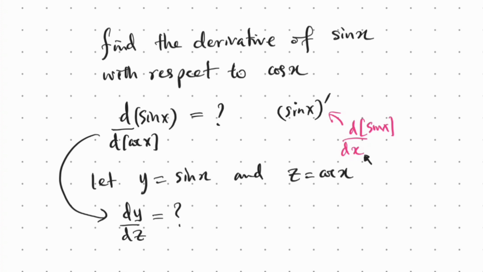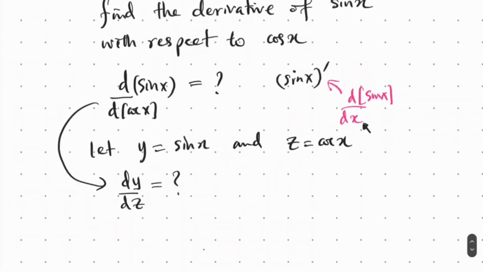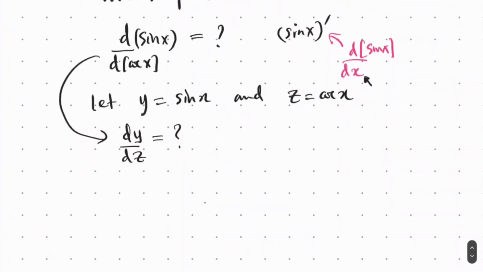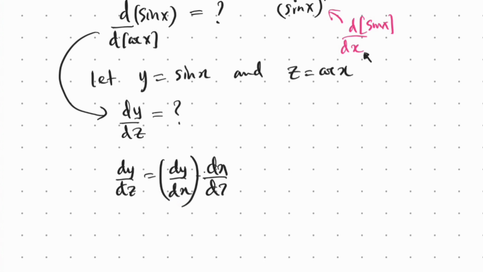Now it should make sense to you that we're going to use the chain rule. We have the three variables y, z, and x. So I can write the chain rule: dy over dz is equal to dy over dx, that's a variable that we haven't used, and dx over dz.